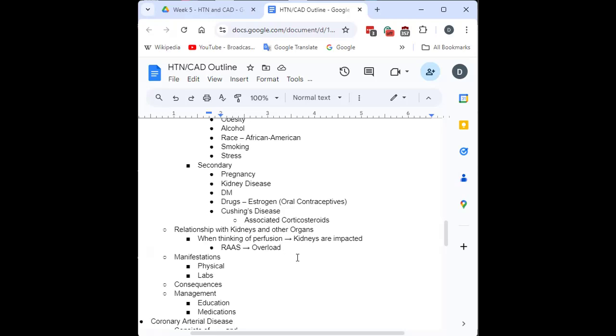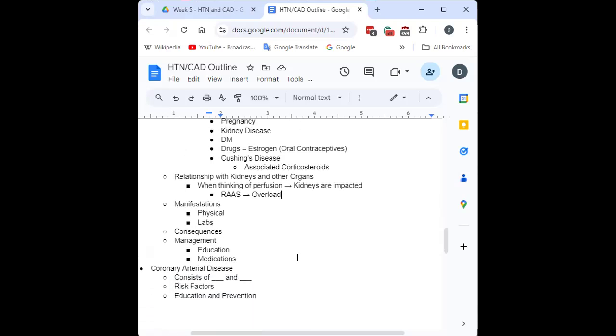Now, as you guys will learn more, hypertension can also cause issues with your liver. You have pressure in your hepatic system. That's for later. But just think about how there's a reason why your circulation, your perfusion, is one of your ABCs that has such a big impact on your whole body, especially your kidneys.